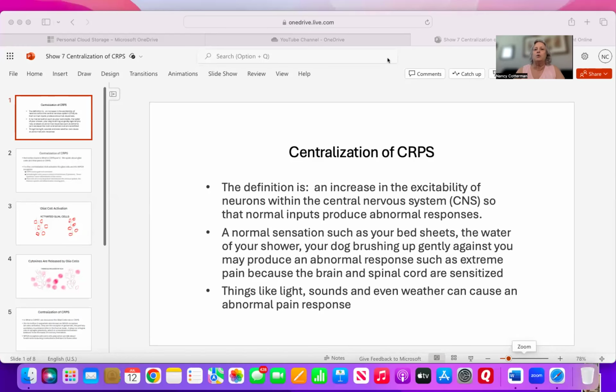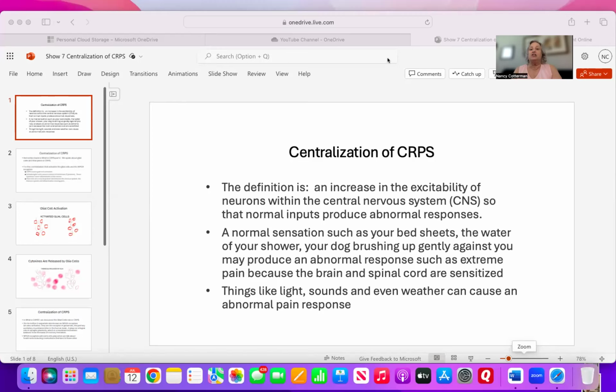This show, we're going to talk about centralization of CRPS. It's important to understand this concept before choosing what type of treatment you are going to get.